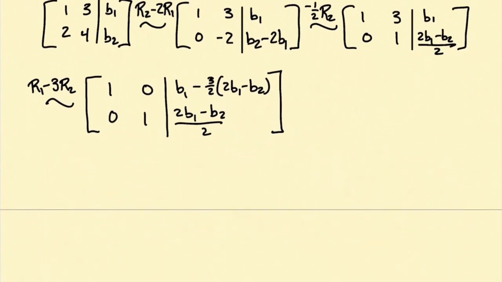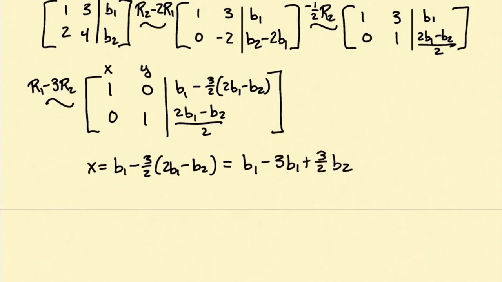Now that we have the reduced row echelon form, we can think of these as two equations, and we can name our variables, let's say, x and y. The first row tells us that x has to be b1 minus 3/2 times (2b1 minus b2). We can simplify this a little bit. So we get our first coordinate is -2b1 plus 3/2 b2. And our y coordinate is b1 minus 1/2 b2.